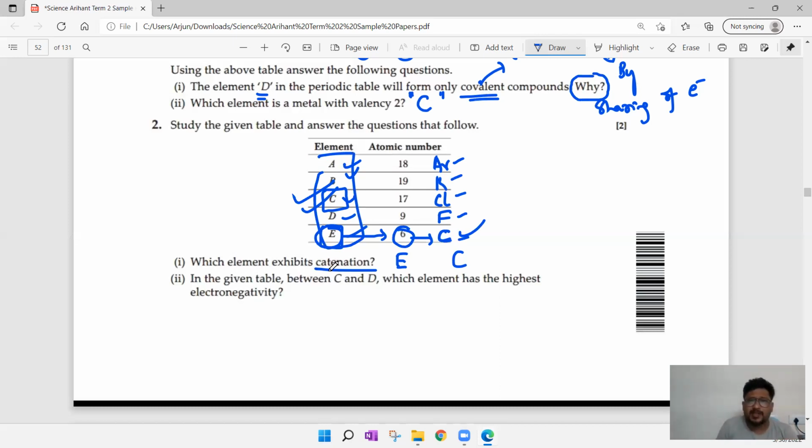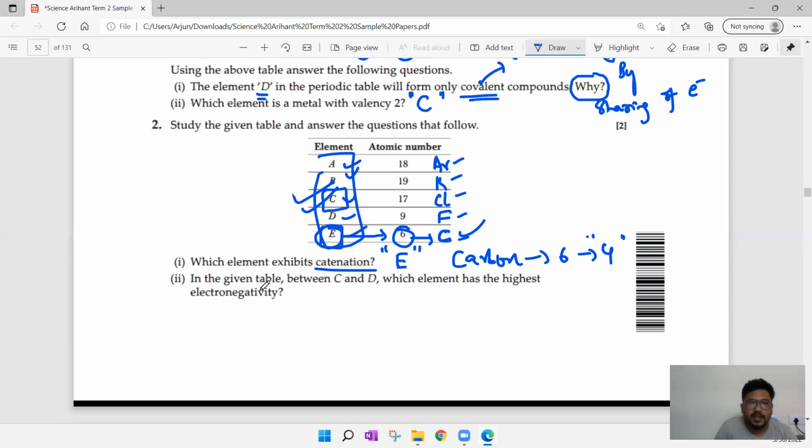So which element exhibits catenation? That is element E. Still, if you need, you can write it as, okay, element E, that is carbon. That you can write. Why is it carbon? Because its atomic number is 6 and it has 4 valency, so it can combine with 4 other different elements or the same element also to form long chains, branches, etc.